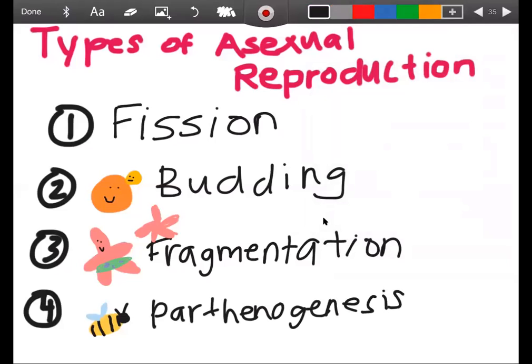And then lastly, we have parthenogenesis. This is done by bees. In this case, the egg does not need to be fertilized. And so in the case of bees, I believe if the egg is not fertilized, it becomes a male bee.